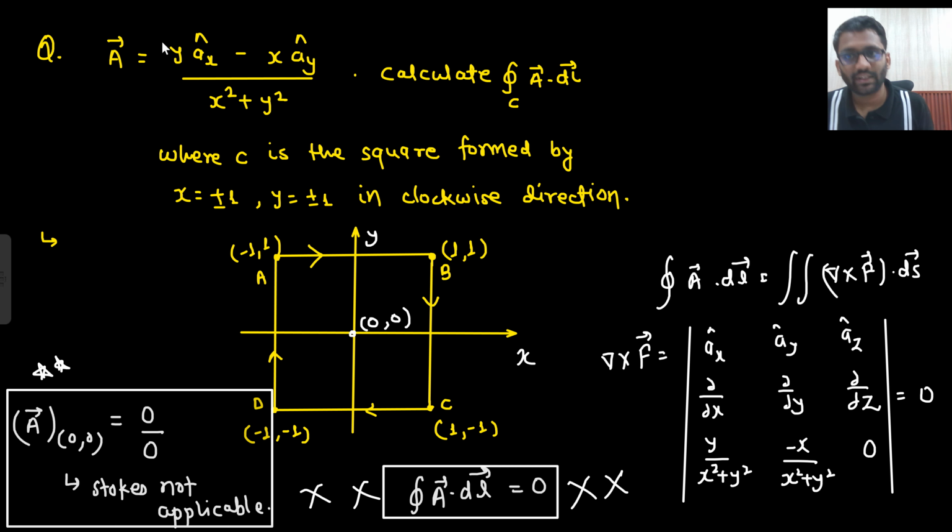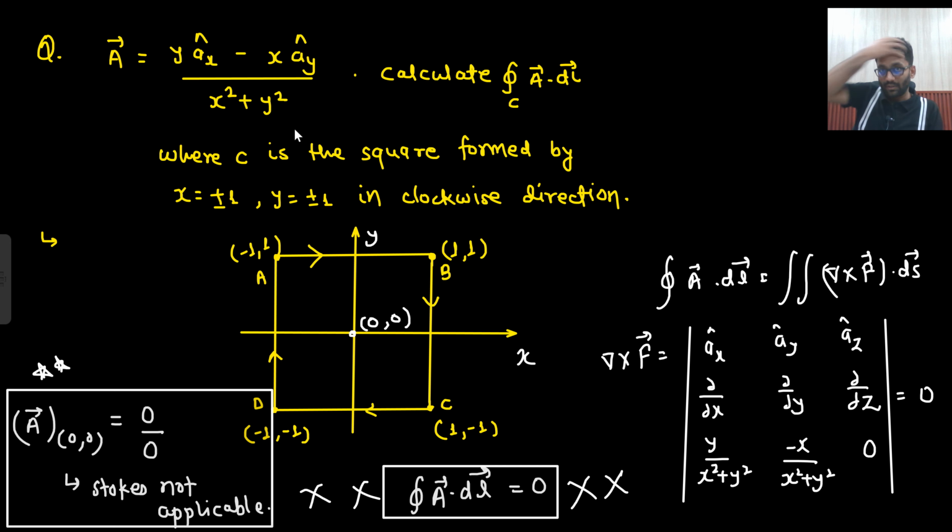If 0 comma 0 is there, then you will look at the function. At 0 comma 0, your A is getting an indeterminate form. So Stokes theorem is not even applicable here. If Stokes theorem is not applicable, then how will you find A dot dl? For that, we need to solve it directly.